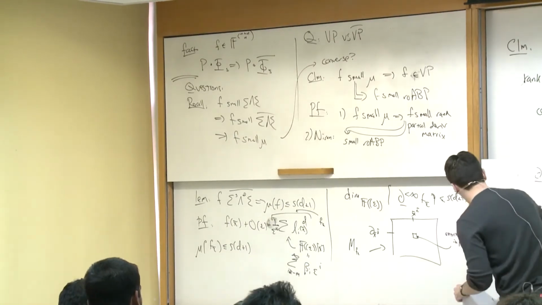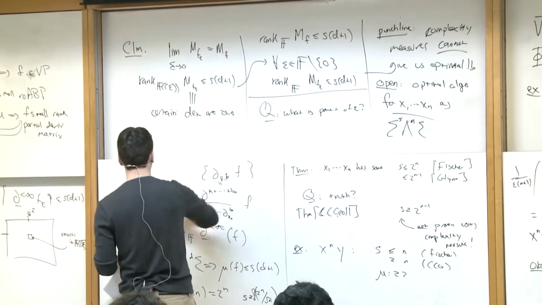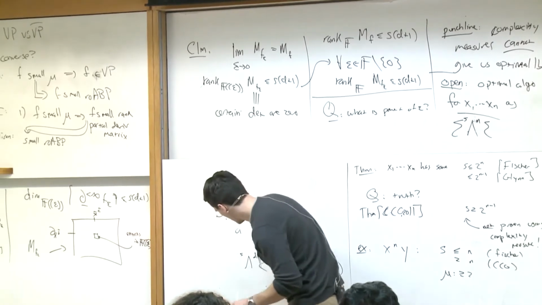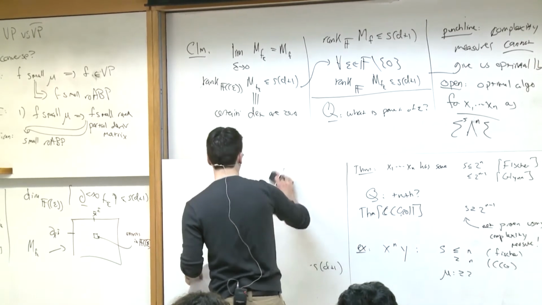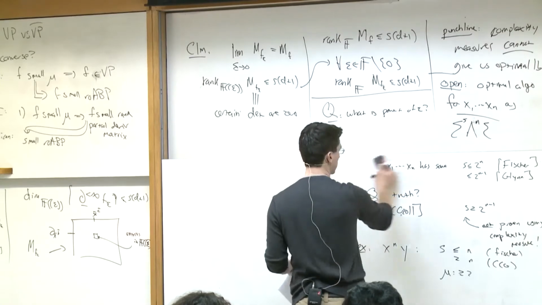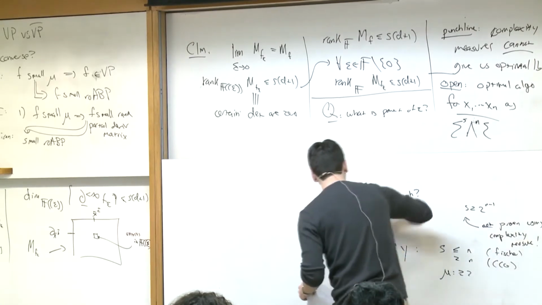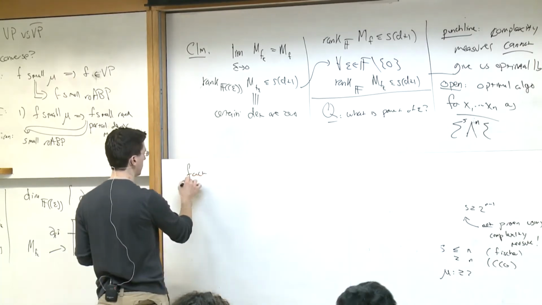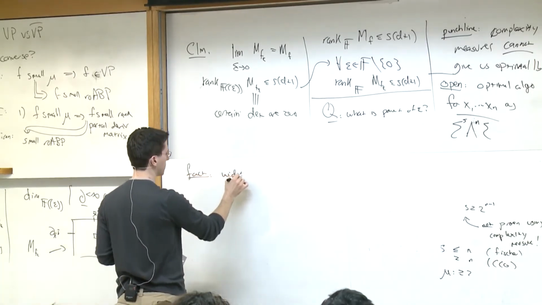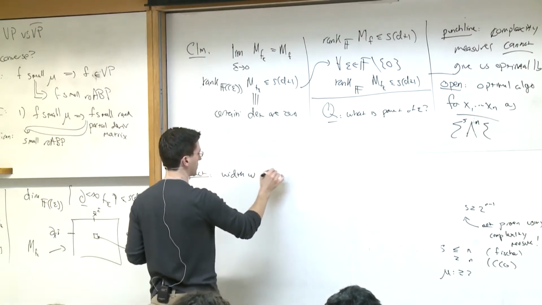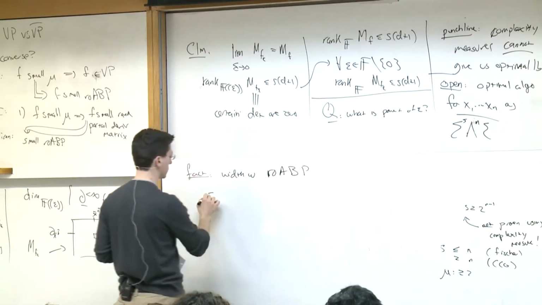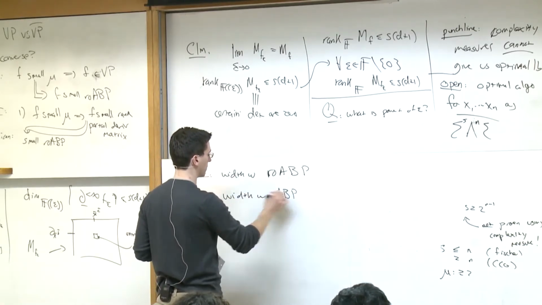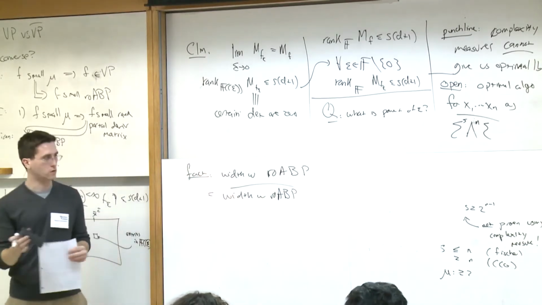Okay, so Amir asked this morning, what are restricted classes that are closed under taking limits? Read-once ABPs are an example of this. The way I stated it, it's not super obvious, but what you can actually show is that read-once ABPs with width W are equal to the closure of width W read-once ABPs. So there's actually no loss in parameters, I think.